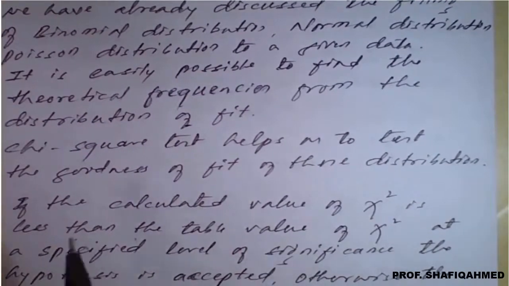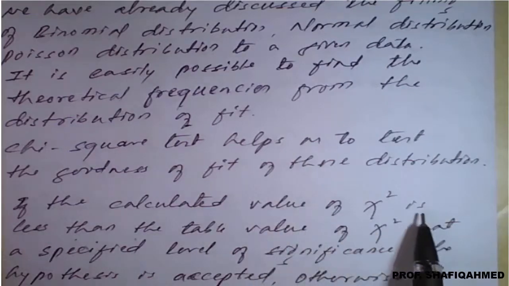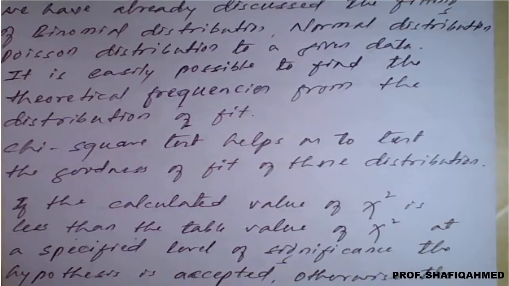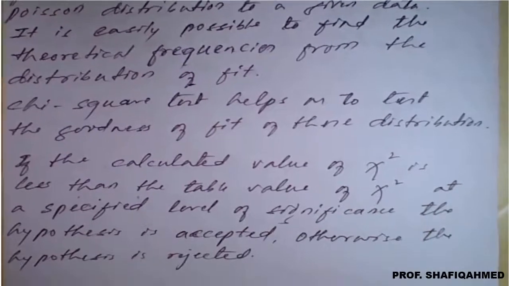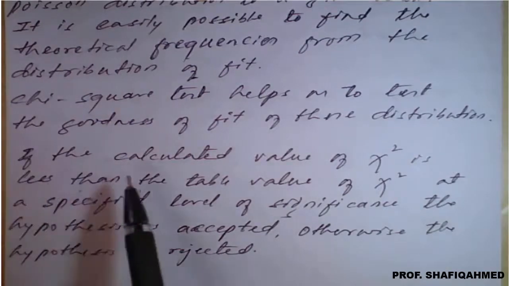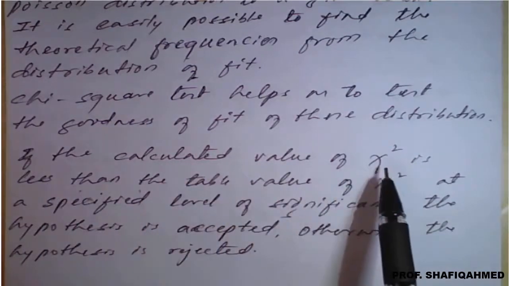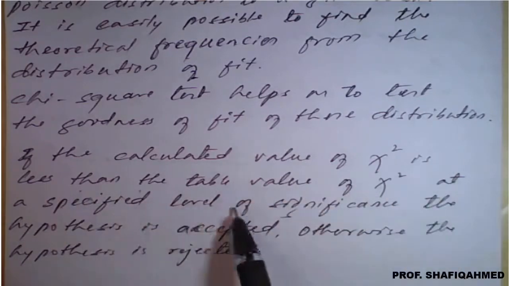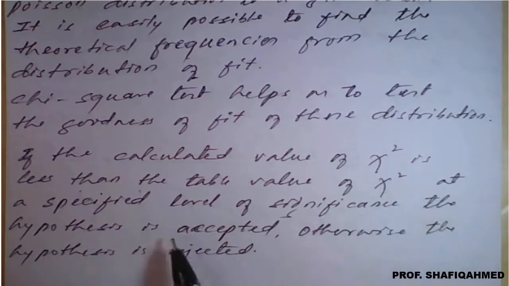If the calculated value of chi-square is less than the table value of chi-square at a specified level of significance, there are two levels of significance we are studying: 1% level of significance, or 0.01, and 5% level of significance, or 0.05. So if the calculated value of chi-square is less than the table value at a specified level of significance, the hypothesis is accepted.